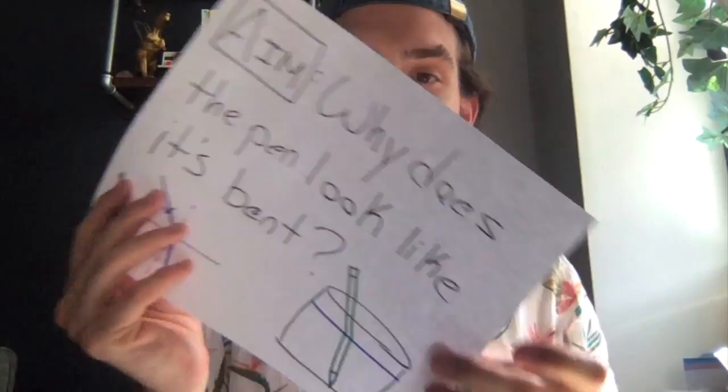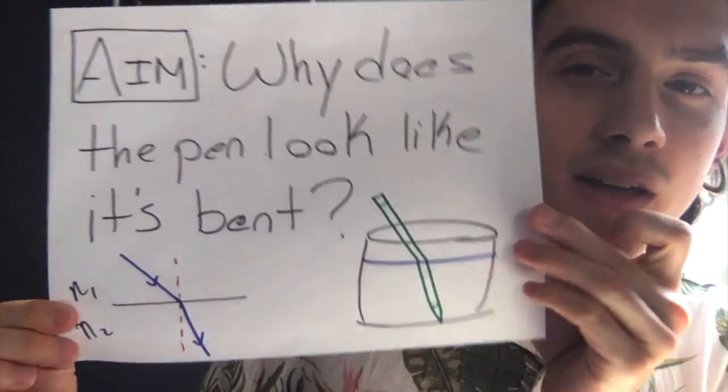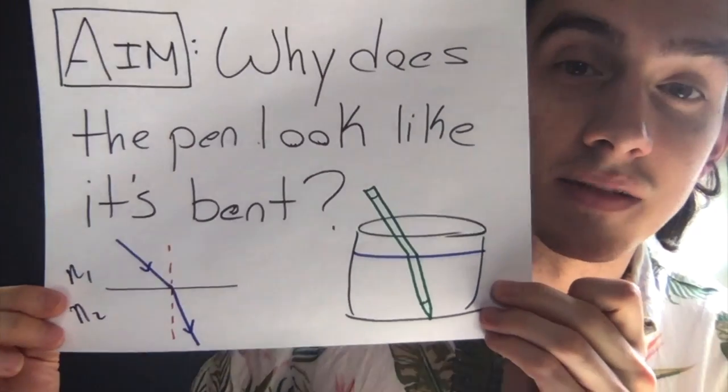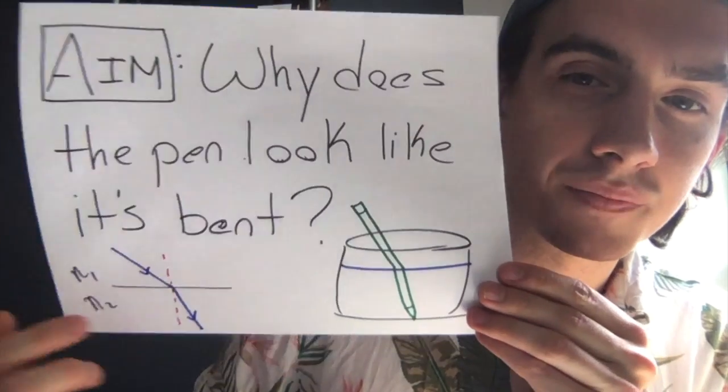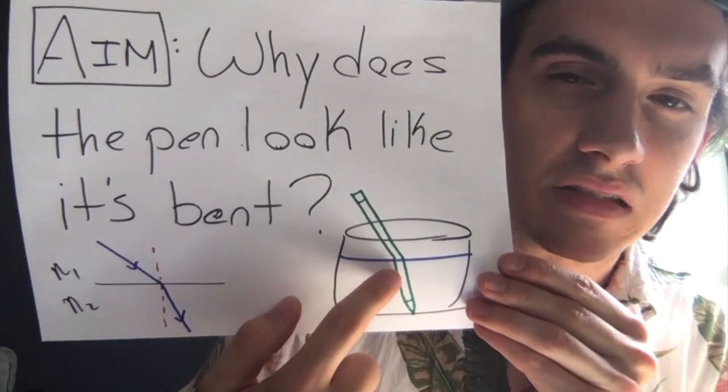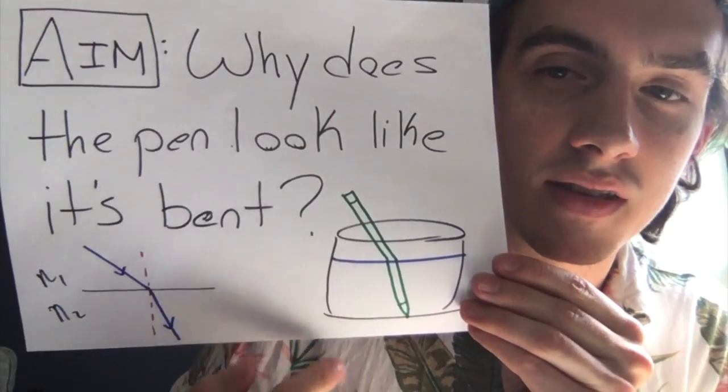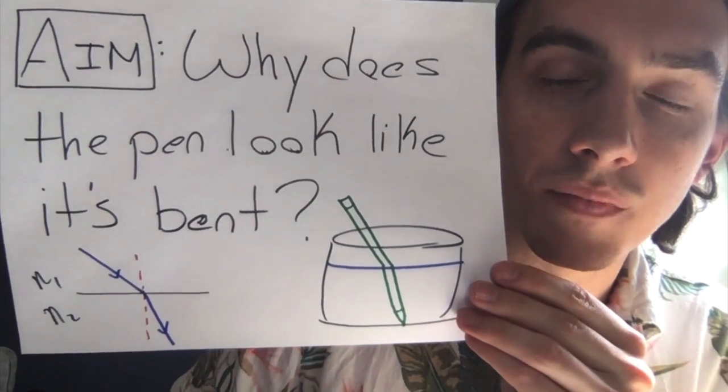Oh, I forgot the aim. There's the aim. Why does the pen look like it is bent when I put it into the water? Right, we see something kind of like this. This is kind of a terrible diagram, but you see the general idea. All right, cool. Let's jump into it.